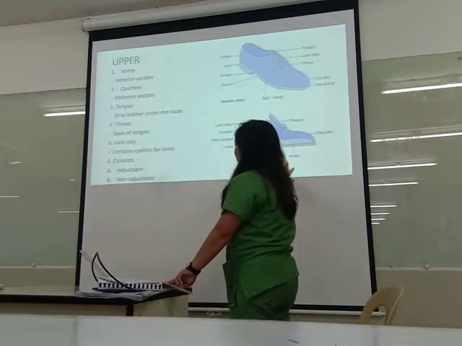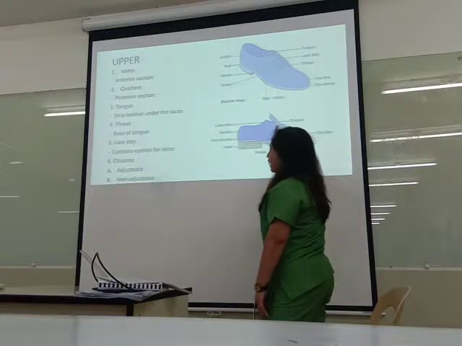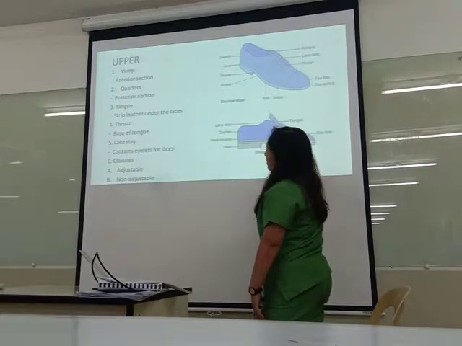And then the lace stay contains the eyelets. So yeah. And closures.